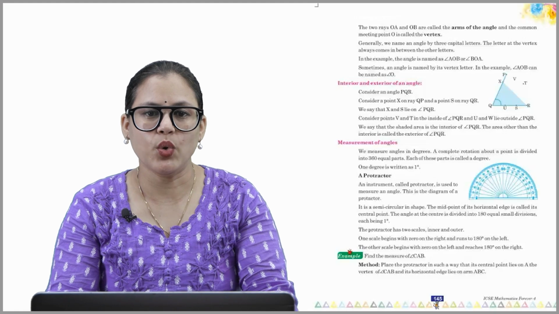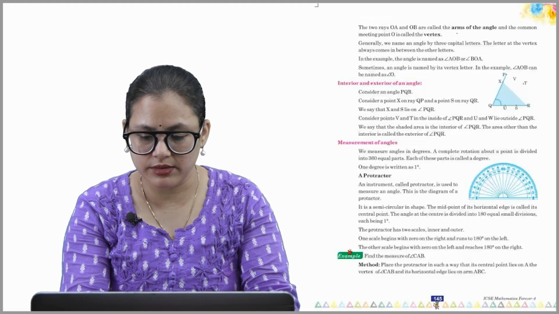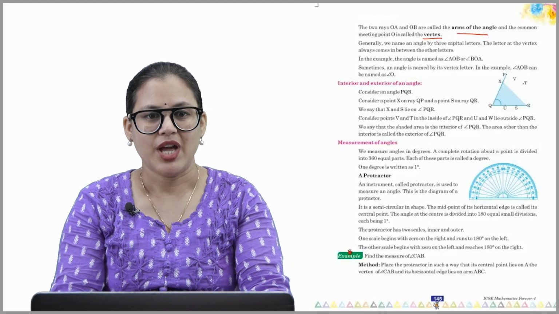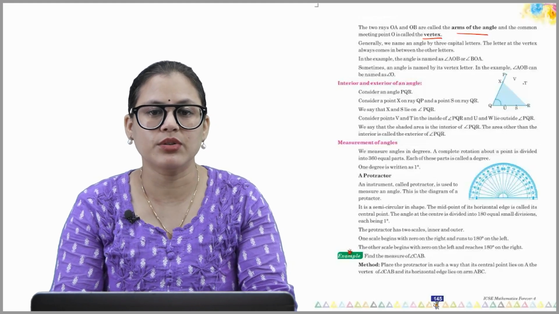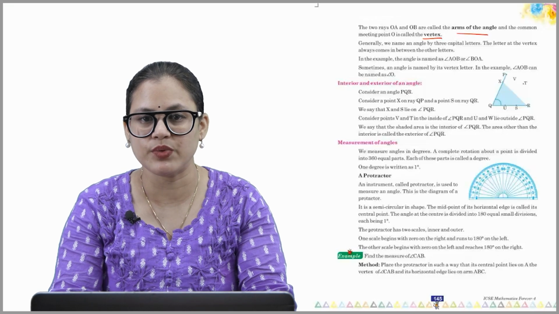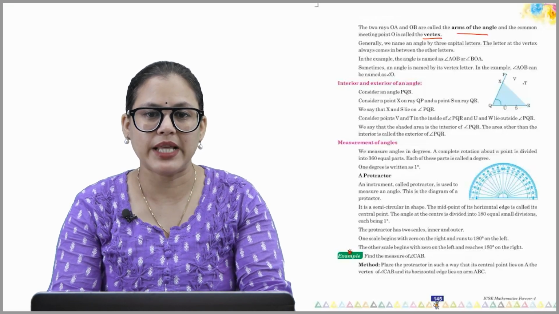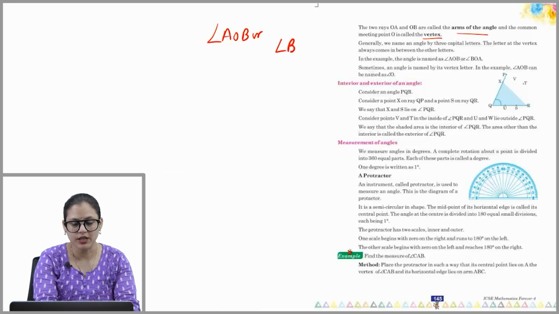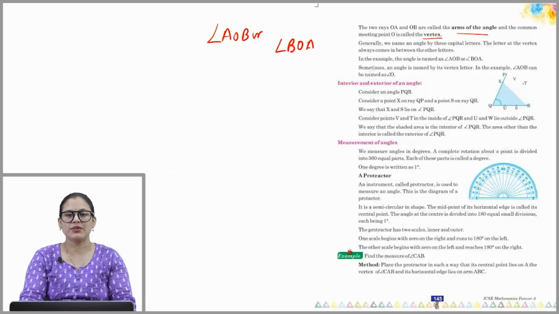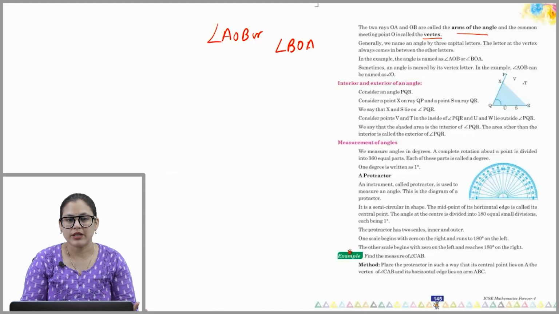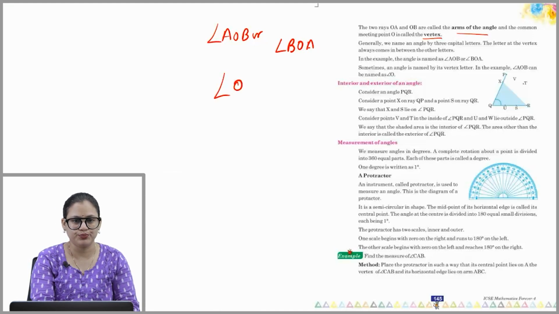The two rays OA and OB are called the arms of the angle, and the common meeting point O is called the vertex. Generally, we name an angle by three capital letters. The letter at the vertex always comes in between the other letters. In the example, the angle is named as angle AOB or angle BOA, right? Sometimes an angle is named by its vertex letter. In the example, angle AOB can be named as angle O, okay.